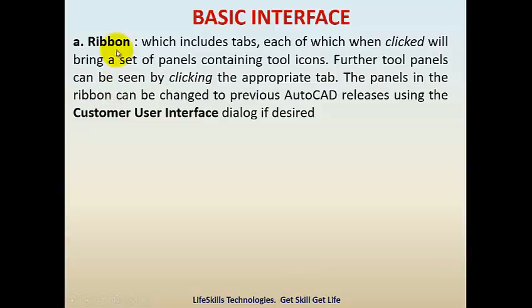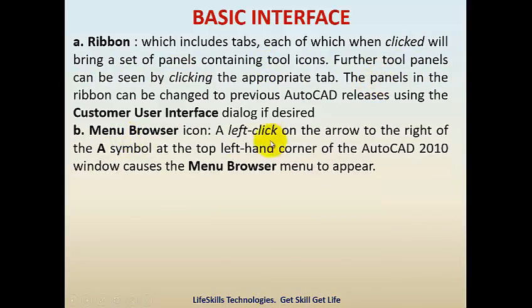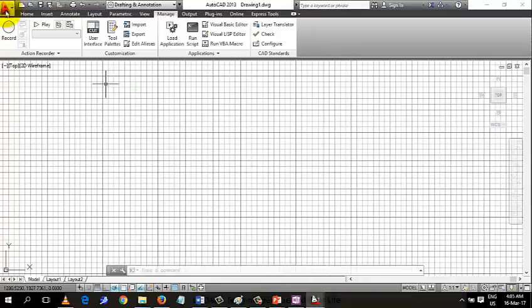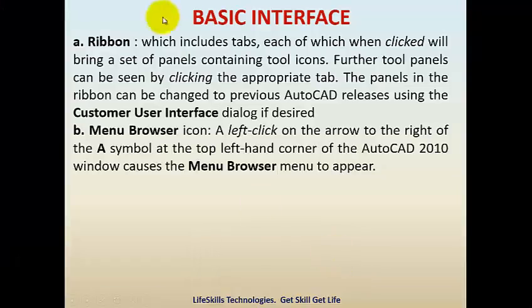So this is what I'm trying to explain in the note, that the ribbon includes tabs, each of which when clicked will bring a set of panels containing tool icons. And further panels can be seen by clicking the appropriate tab. So that is that. Then we have the menu browser icon. That's what I call application button. Pardon me, my term here may be different, but all the same, this is not launching AutoCAD again. It's already launched. So this is the menu browser, what they call menu browser in the note there.